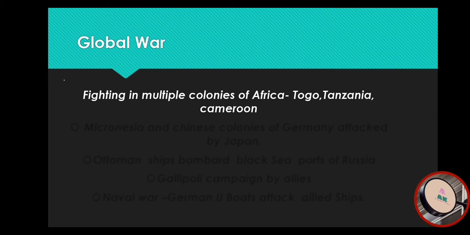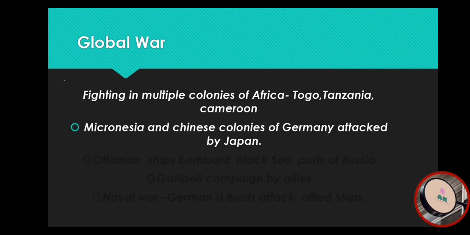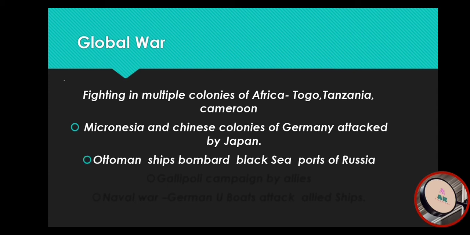There was fighting in multiple colonies of Africa: Togo, Tanzania, Cameroon. Then Micronesia and the Chinese colonies of Germany were attacked by Japan. Then Ottoman ships bombarded Black Sea ports of Russia. Then there was the Gallipoli campaign by the Allies. So here, Germany's colonies in Africa were attacked.